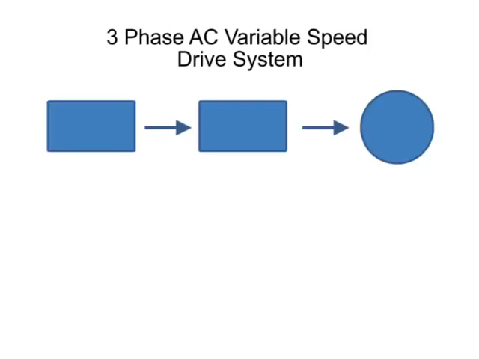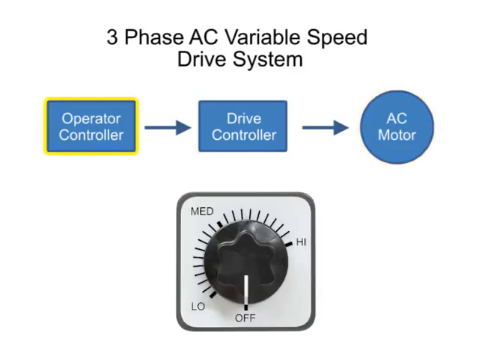This block diagram illustration depicts a typical three-phase AC variable speed drive system. It has three main components: an operator control, a drive controller, and an AC motor.